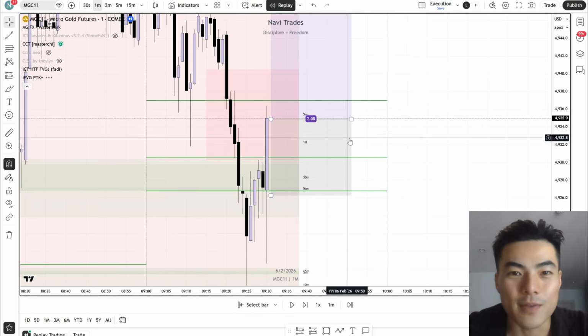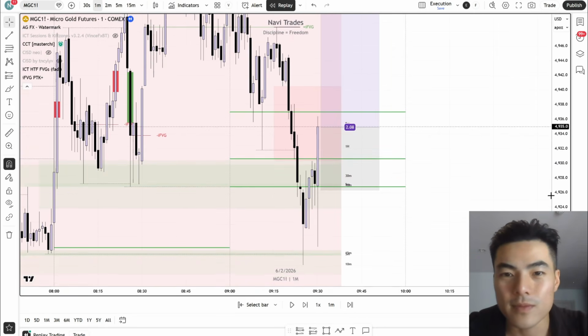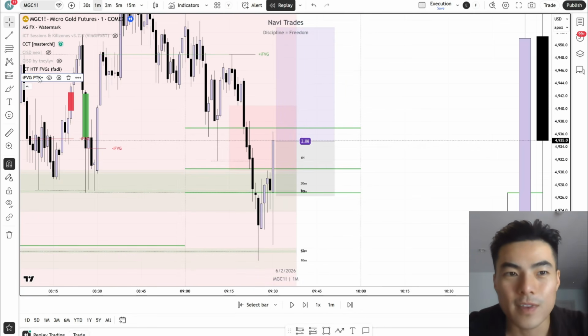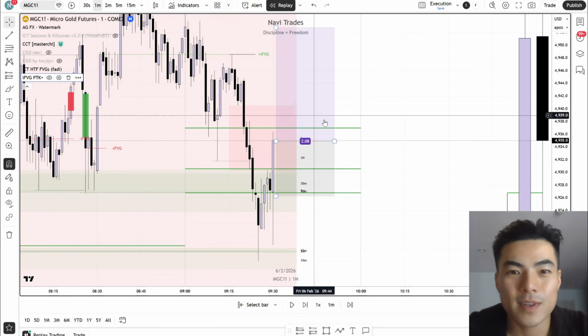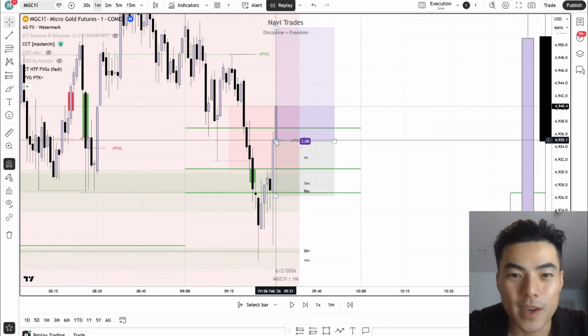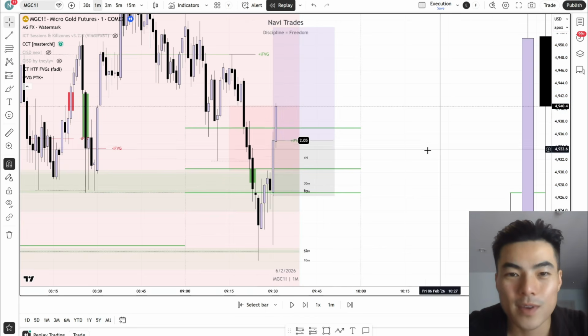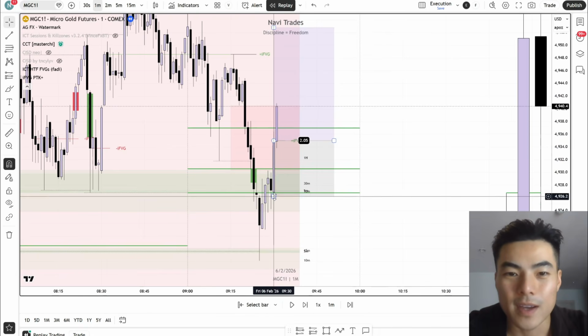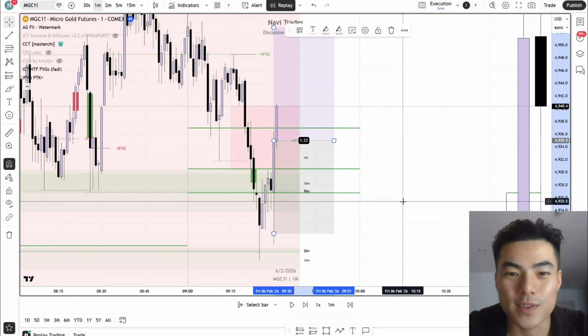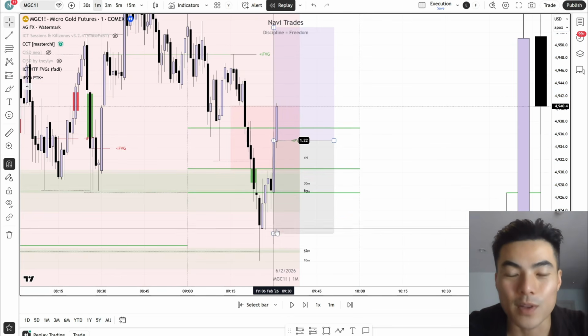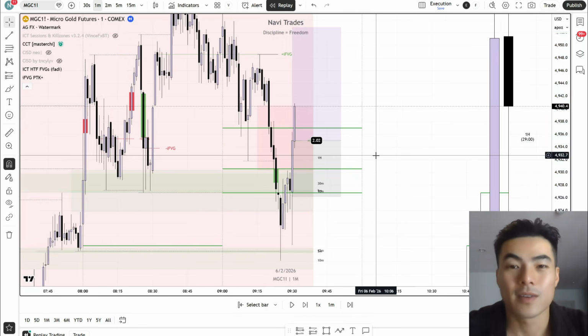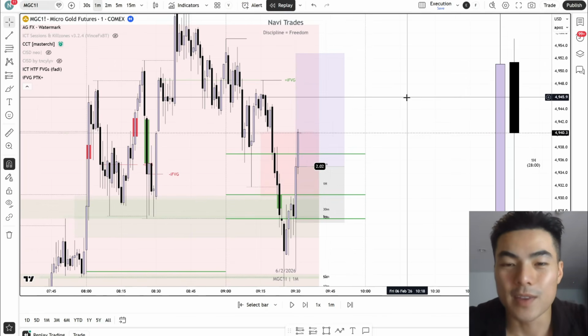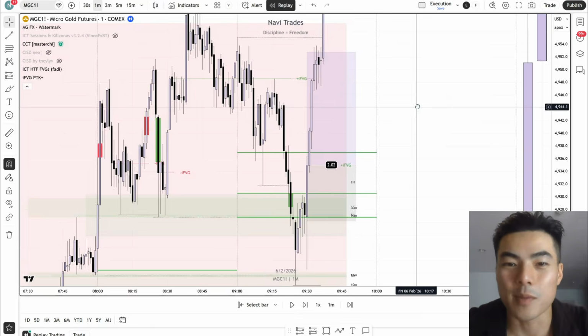And bang, there is your IFEG. So yeah, that was when I entered right here upon that close. You gotta be pretty quick with it. And I didn't want to use this whole candle's wick because it's pretty long. So I just went just below the IFEG, something like that. Targeting 2R, and this went to TP almost instantly, within like 3 minutes.